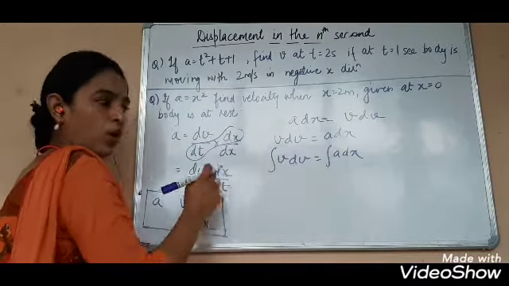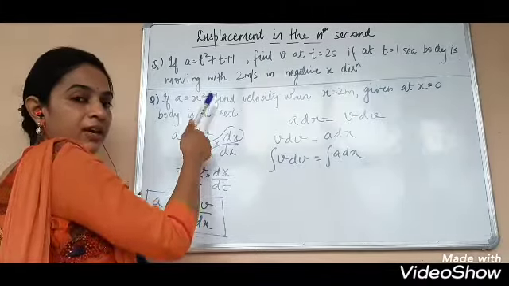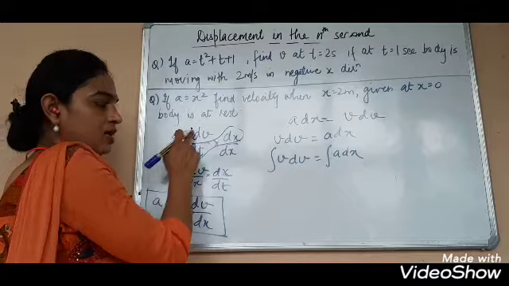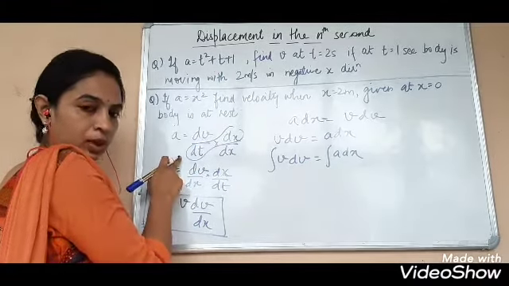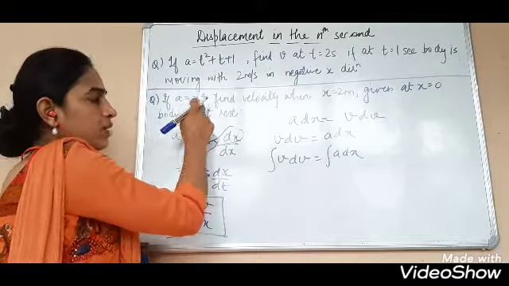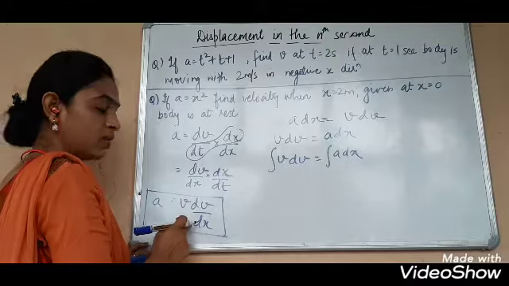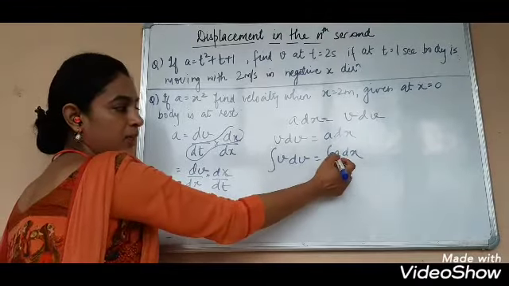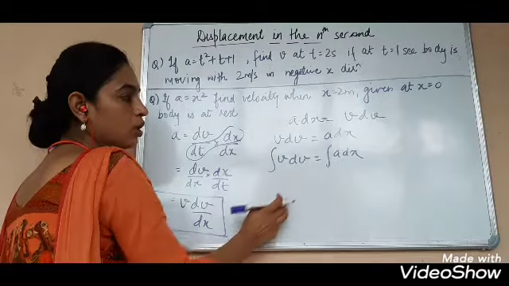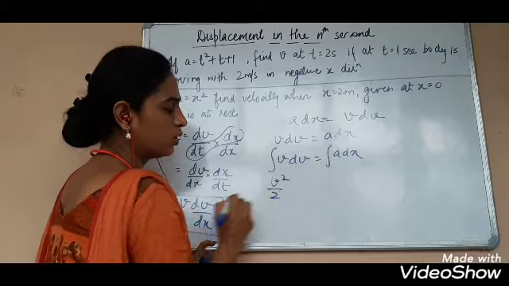Why did we do all this? Because our acceleration is given in terms of x. If acceleration would have been given with velocity directly, a is equal to dv by dt, we would have done v is equal to integration of a dt. But acceleration is given in terms of displacement, so you have to express acceleration in terms of displacement, and acceleration will then be integrated with respect to dx. So integration of v dv will be equal to v square by 2.